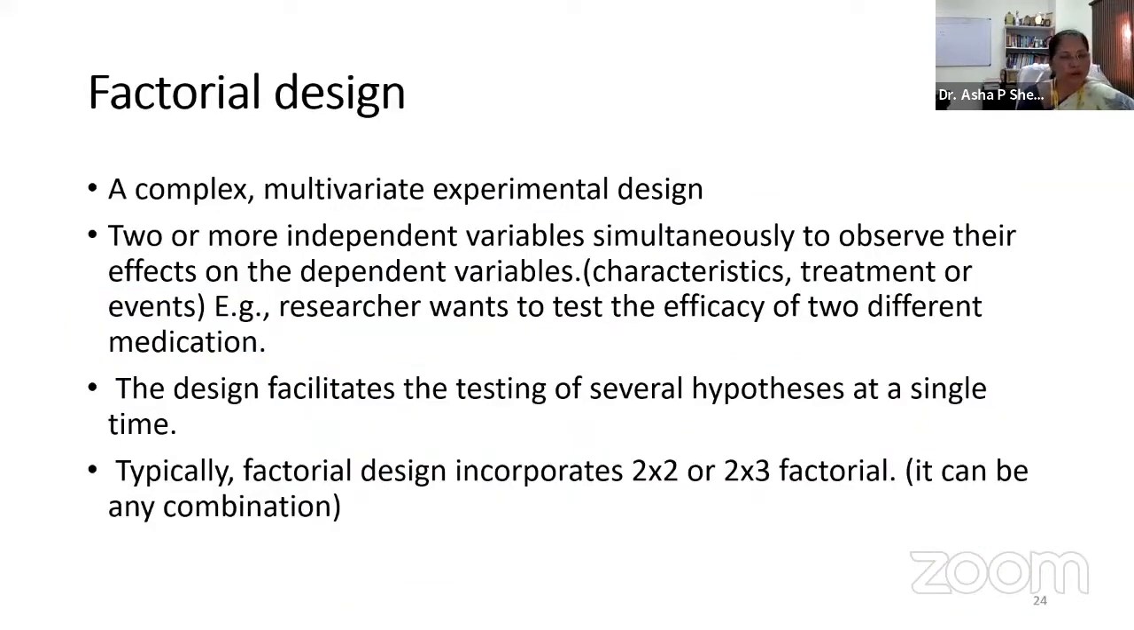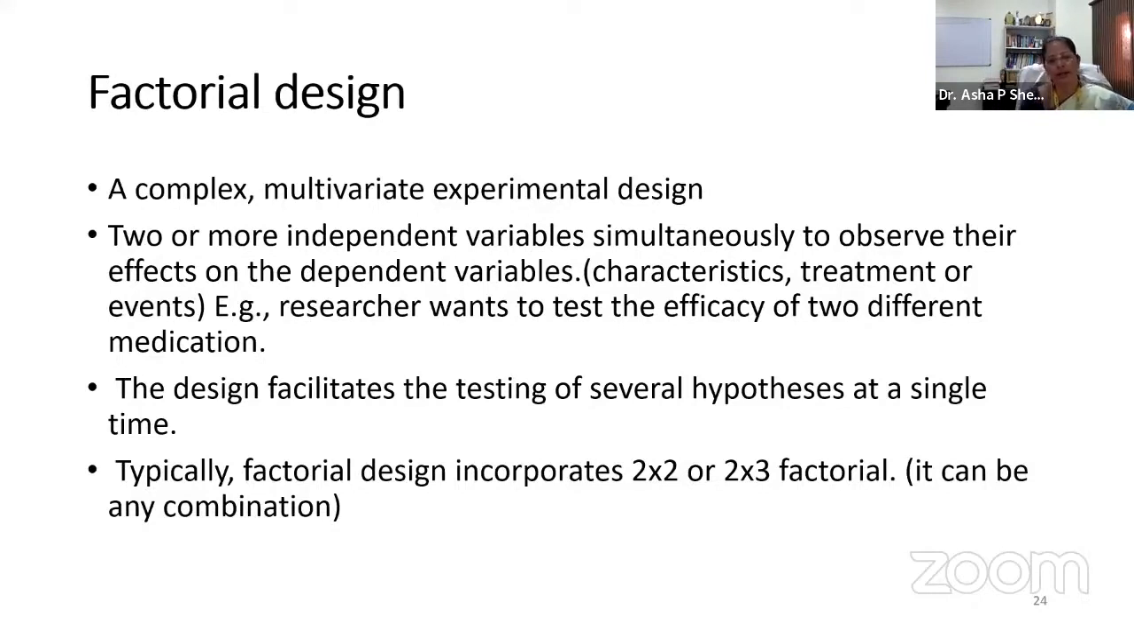Next, we move on to the factorial design. Factorial design is a very complex and multivariate experimental design. Here, 2 or more independent variables are simultaneously observed for their effect on the dependent variable. It could be characteristics or treatments or events, whatever the researcher wants to test, the efficacy of 2 different medications, let's say. So the design will facilitate testing several hypotheses where there is a separate intervention, or there is no intervention, or there is interaction of interventions.